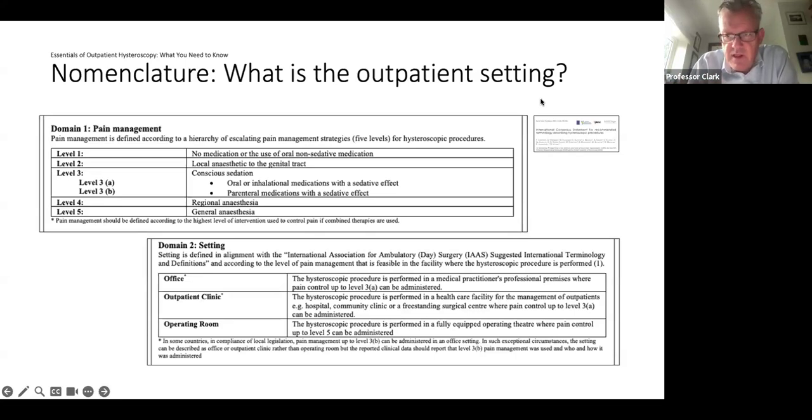Level 2 would be the use of local anaesthetic, and we'll discuss that a little later in the talk. But this is primarily into the cervix or possibly directly into the uterus itself. Level 3 was split into 2 because it relates to conscious sedation.